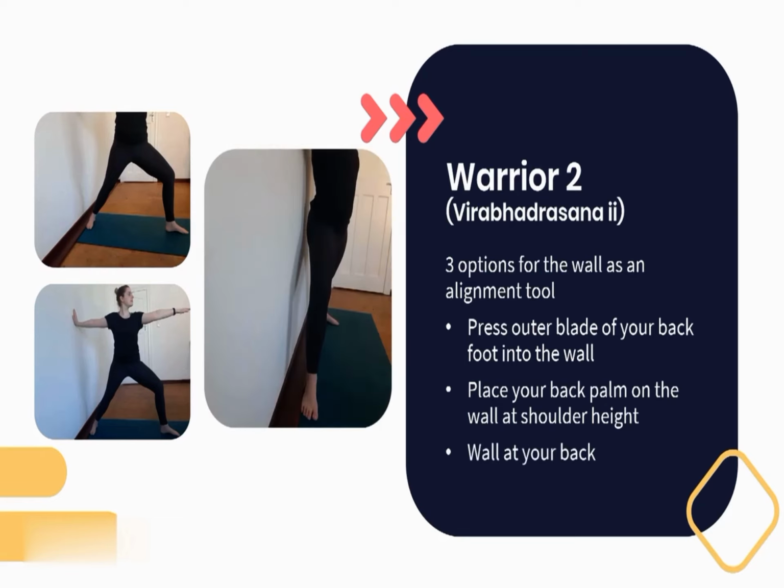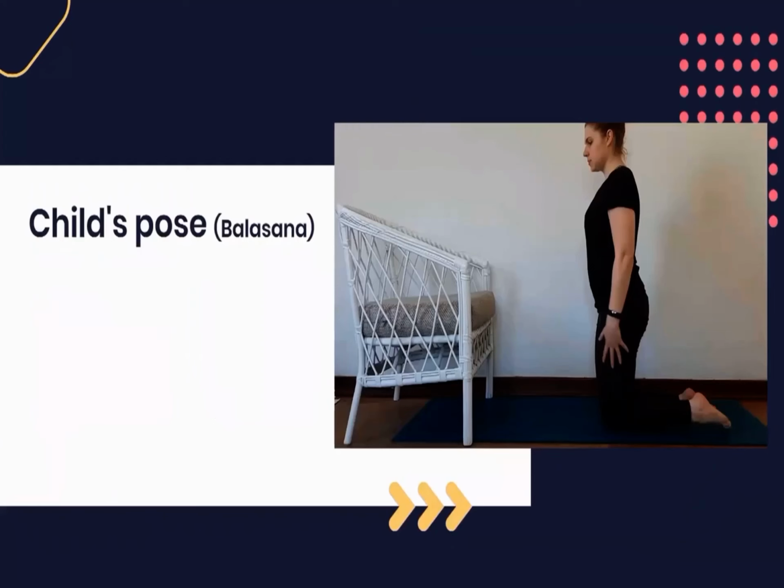Our final alignment option here is useful for posture in general. Move into Warrior 2 with the wall at your back. This will help to avoid leaning backward and straining your lower back.